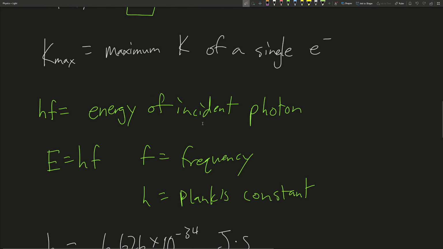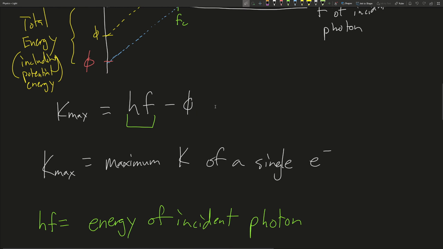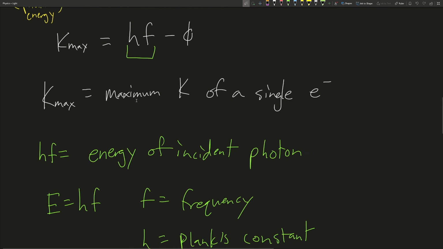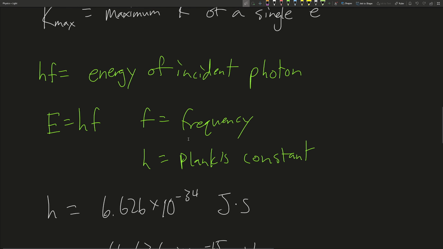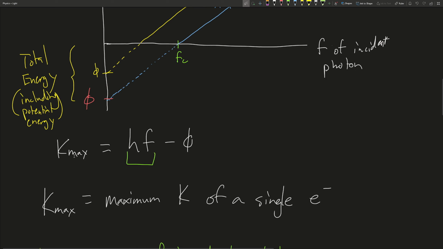Now, as a recap, the maximum kinetic energy of the photoelectron is equal to the energy of the incident photon, which is given by hf. So this is the energy of the incident photon, and really the energy for any photon is given by hf. And then also remember that f is equal to c over lambda, where lambda is the wavelength and c is the speed of light. And so you can also write E is equal to hc over lambda. But this is the energy. So the maximum kinetic energy of the photoelectron is equal to the energy of the incident photon minus the work function.